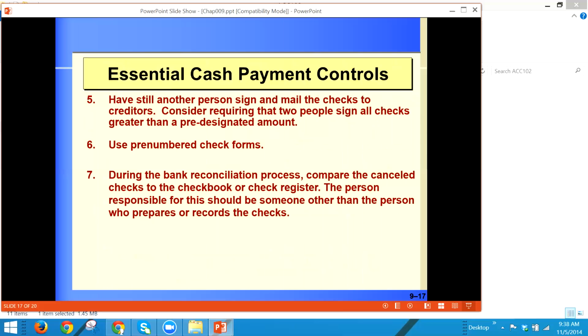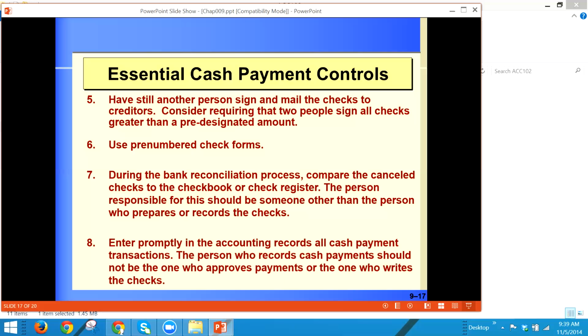During the bank reconciliation process, compare the canceled checks to the checkbook or check register. The person responsible for this should be someone other than the person who prepares or records the checks. Enter promptly in the accounting records all cash payment transactions. The person who records cash payments should not be the one who approves payments or the one who writes the checks.